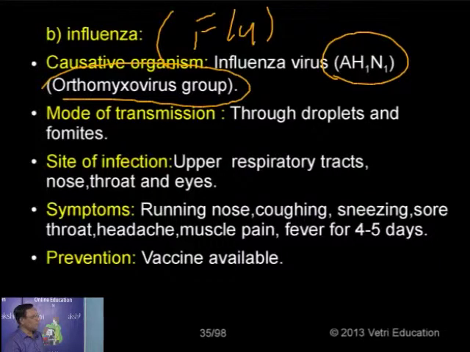And what is the nature of the transmission? As I mentioned, any respiratory disorder is mostly transmitted through droplet infection along with fomites. It's a common procedure. The site of infection here is also the upper respiratory tract, and even the lungs are affected, along with a burning sensation in the eye region because of the infection. So the upper respiratory tract: nose, throat and eyes.